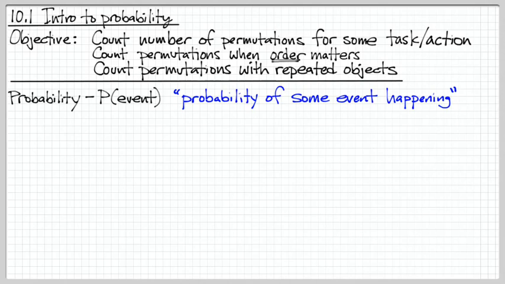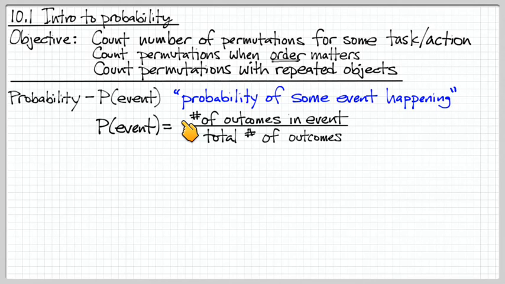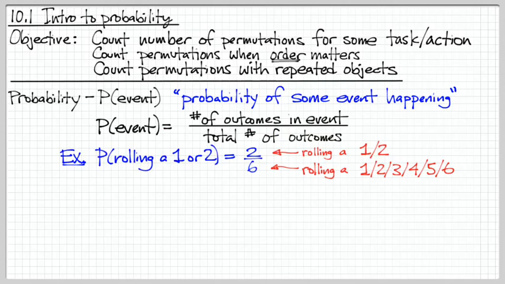So let's just talk about probability first. We have this notation. The probability of some event is written as P with parentheses and the description of the event inside the parentheses. Now, the probability of an event happening is this ratio, the number of outcomes of an event divided by the total number of outcomes. And here's an example.